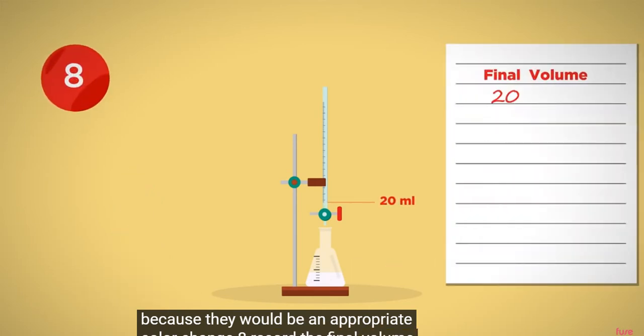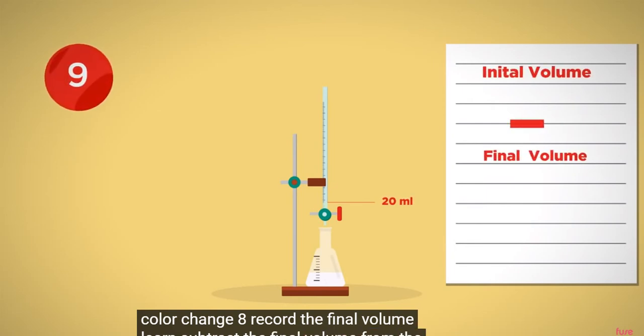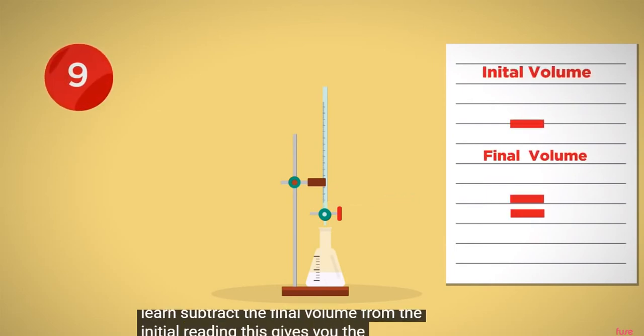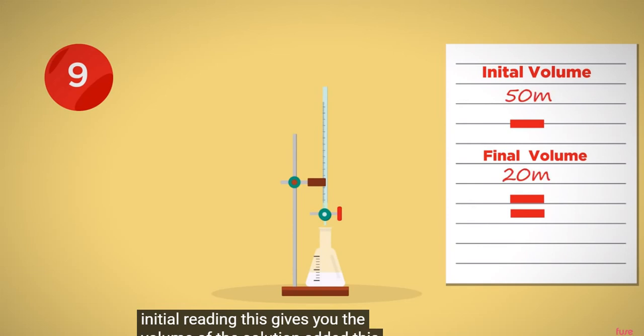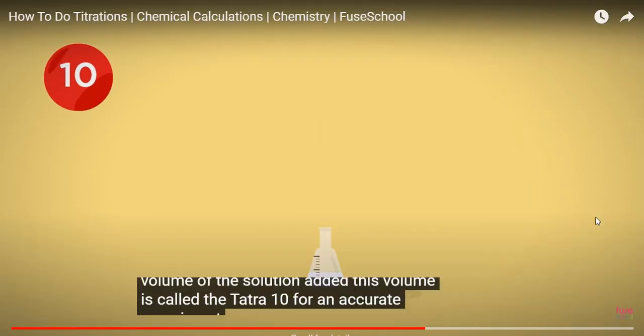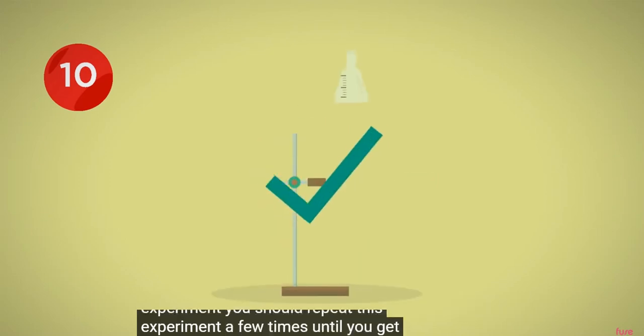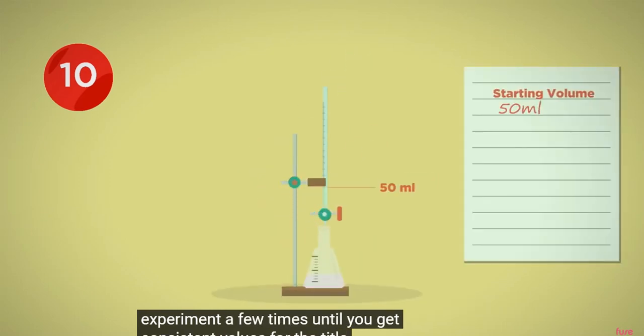8. Record the final volume. 9. Subtract the final volume from the initial reading. This gives you the volume of the solution added. This volume is called the titre. 10. For an accurate experiment, you should repeat this experiment a few times until you get consistent values for the titre.